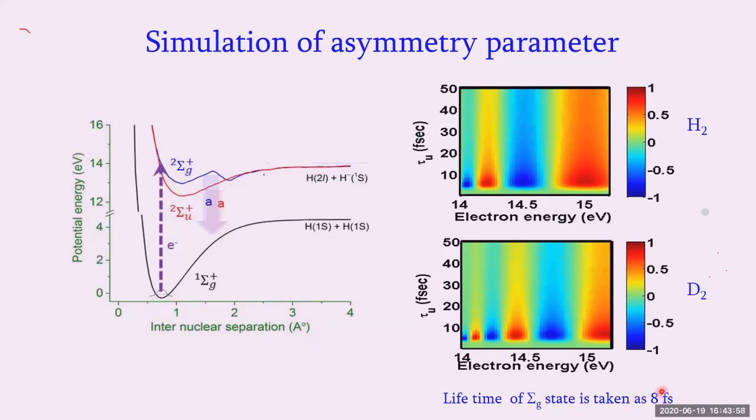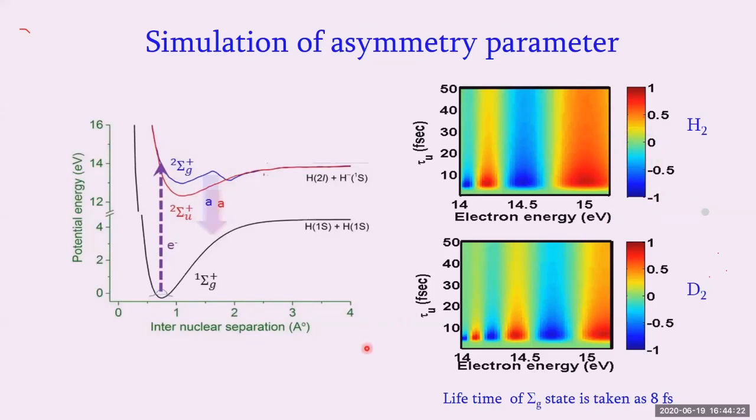So as I said, we are using 8 femtosecond for the sigma g state, and this is what we are getting. Obviously, if you look at these results, the simulation is not consistent with what we observe, because our results are somewhere close between 0.2 and 0.1, which is the asymmetry we have measured.